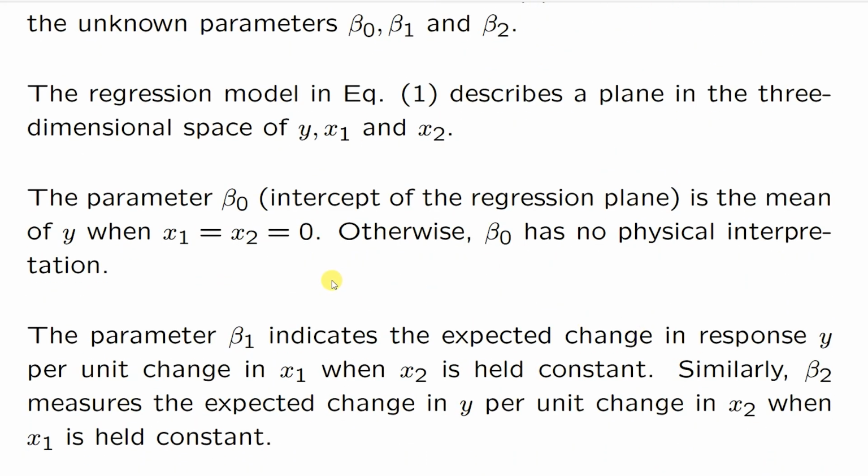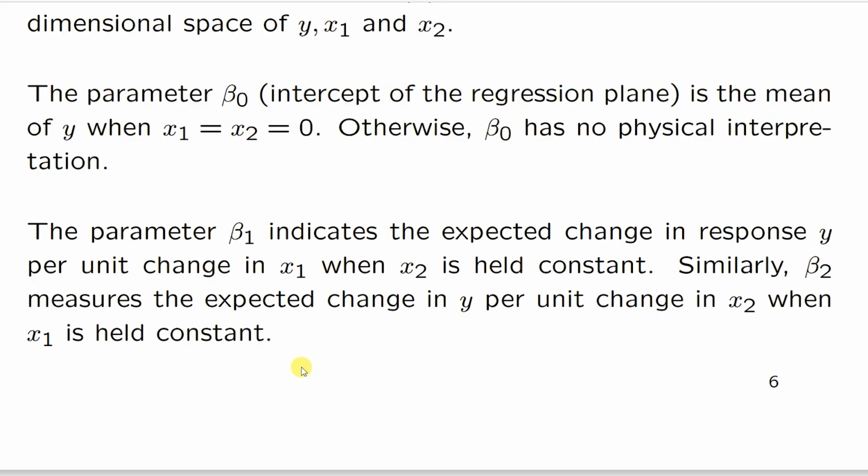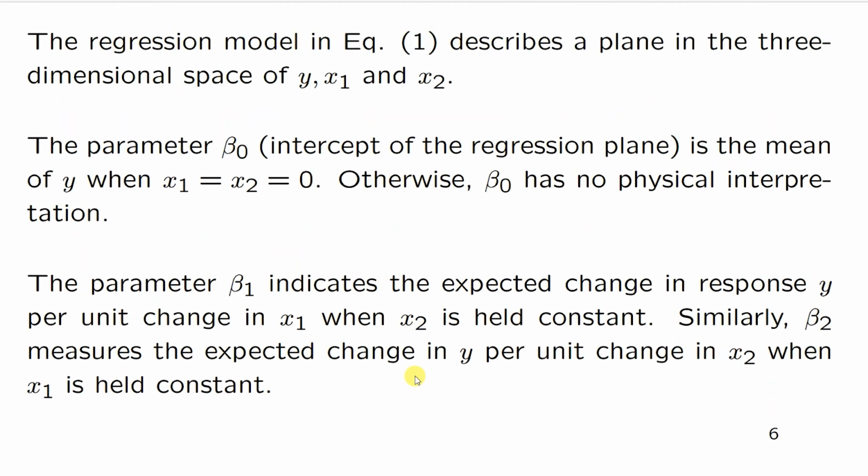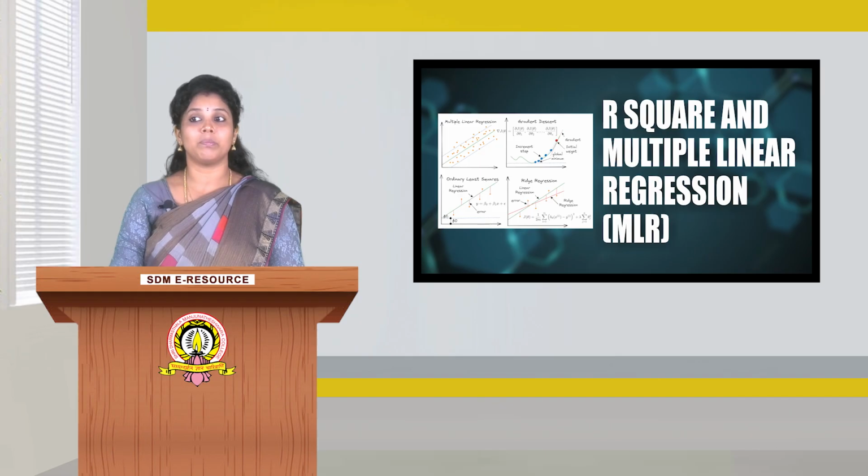So we can observe that there are three parameters in the model, that is beta naught, beta 1 and beta 2. The parameter beta naught is called the intercept parameter. So it is the mean of the response when the regressors x1 and x2 take the value 0. Otherwise beta naught has no physical interpretation. The parameter beta 1 indicates the expected change in the response y per unit change in x1 when x2 is held constant. Similarly, the parameter beta 2 measures the expected change in y per unit change in x2 when x1 is held constant.